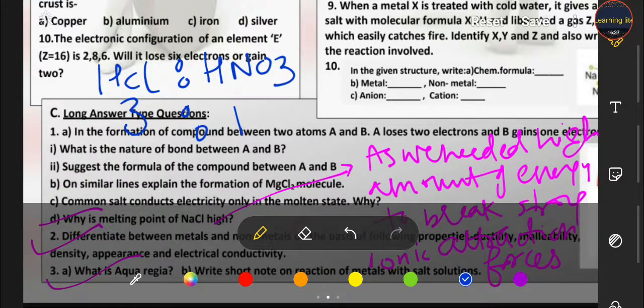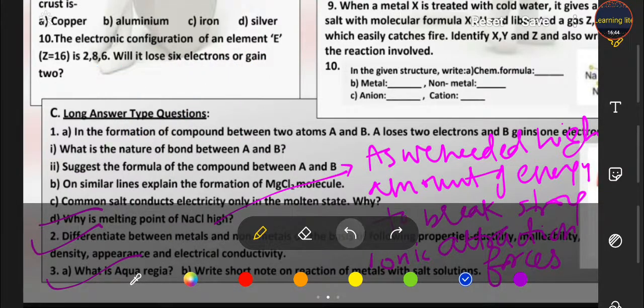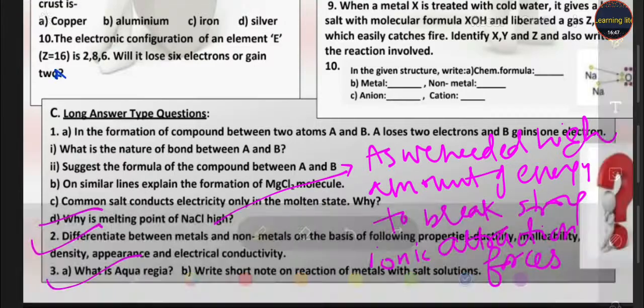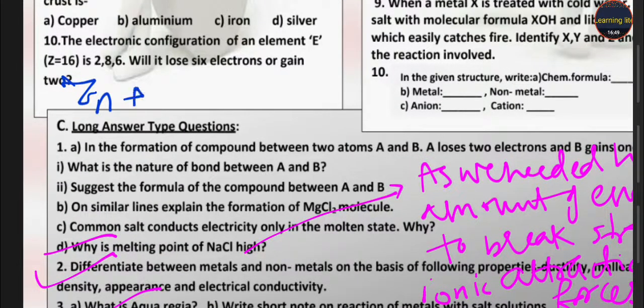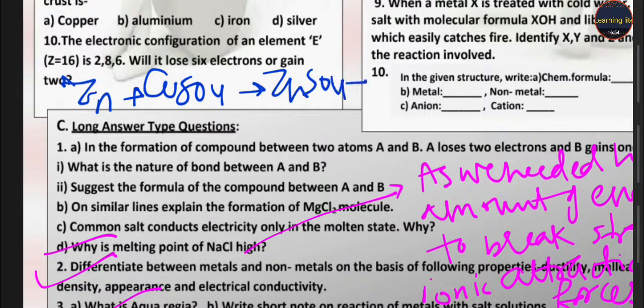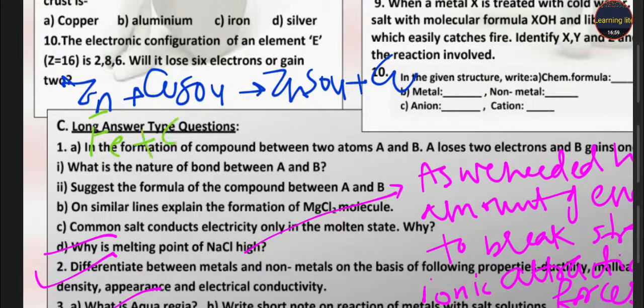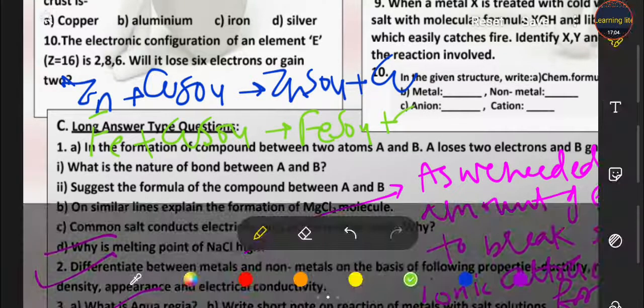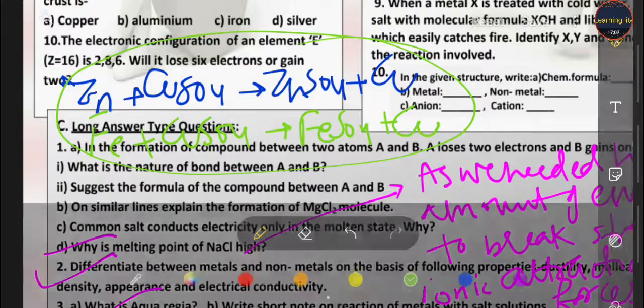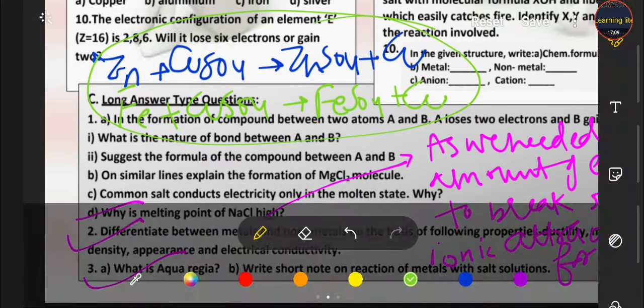Write a short note on the reaction of metals with salt solutions. You can give any example of metal reactions. First is Zn. When it reacts with copper sulfate, it gives zinc sulfate plus copper. Second one, student: when iron reacts with copper sulfate, it gives iron sulfate plus copper. These two reactions you have to write in your last question part. Okay.